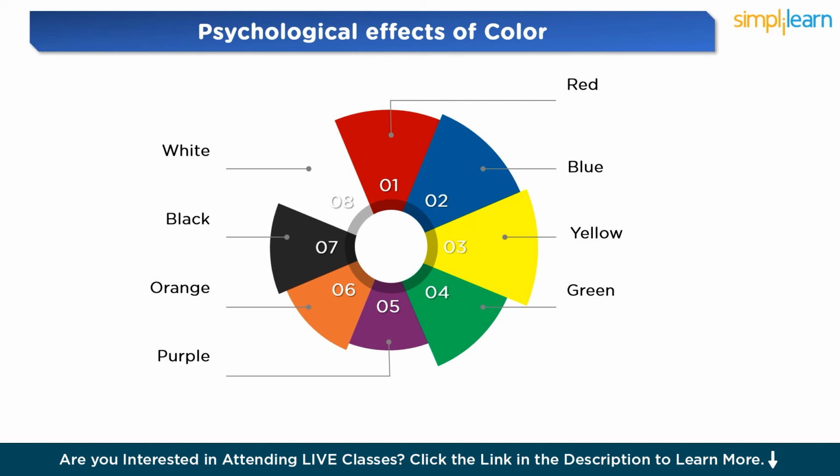7. Black. Symbolizes elegance, power, and formality. Often used to convey sophistication and authority. Can also evoke feelings of mystery or seriousness. 8. White represents purity, simplicity, and cleanliness. It creates a sense of spaciousness and openness, often used as a background color to enhance clarity and contrast.